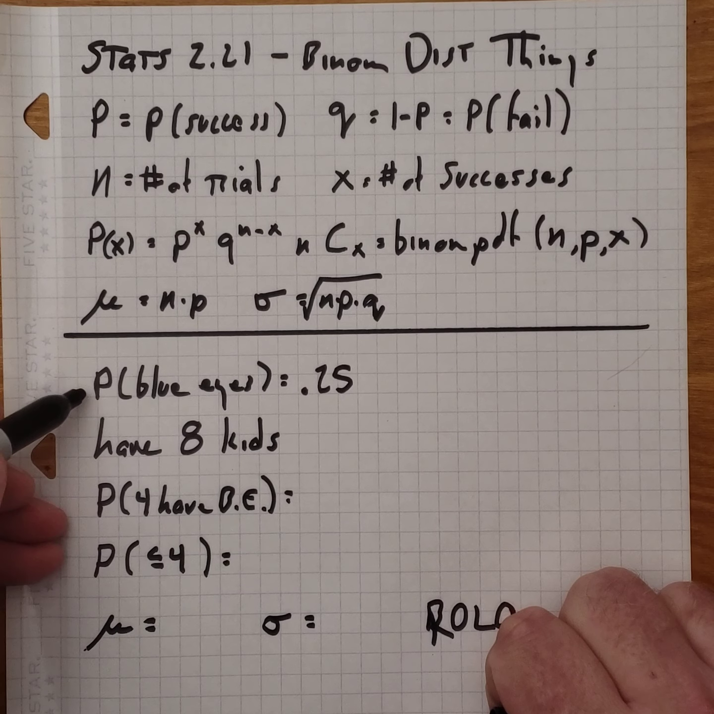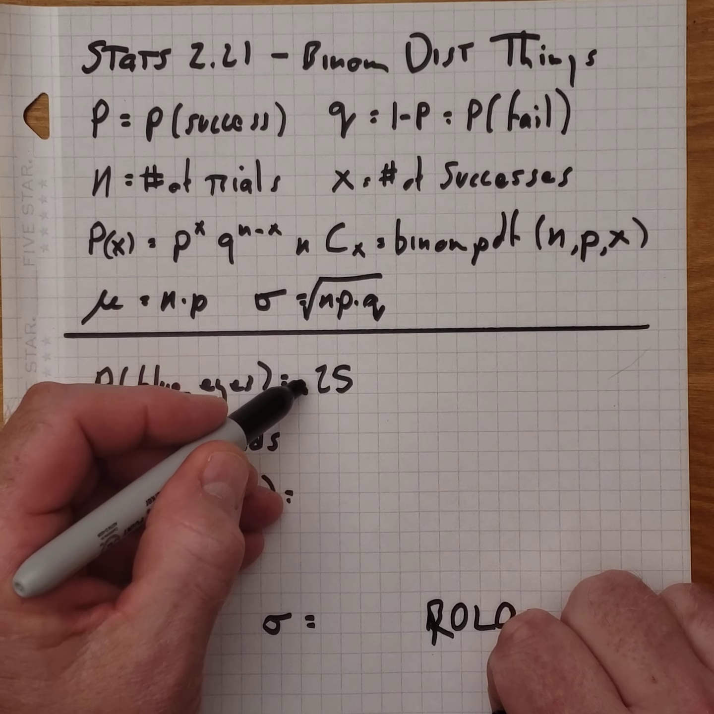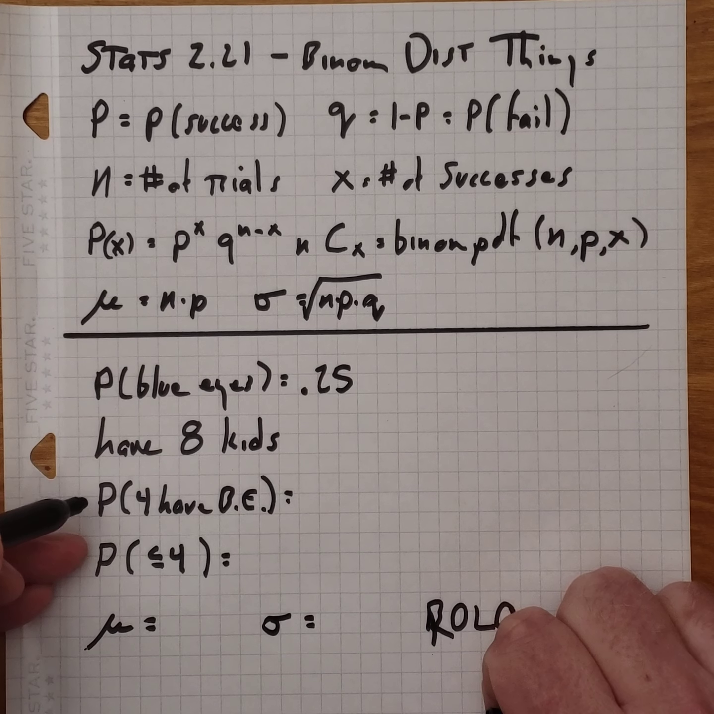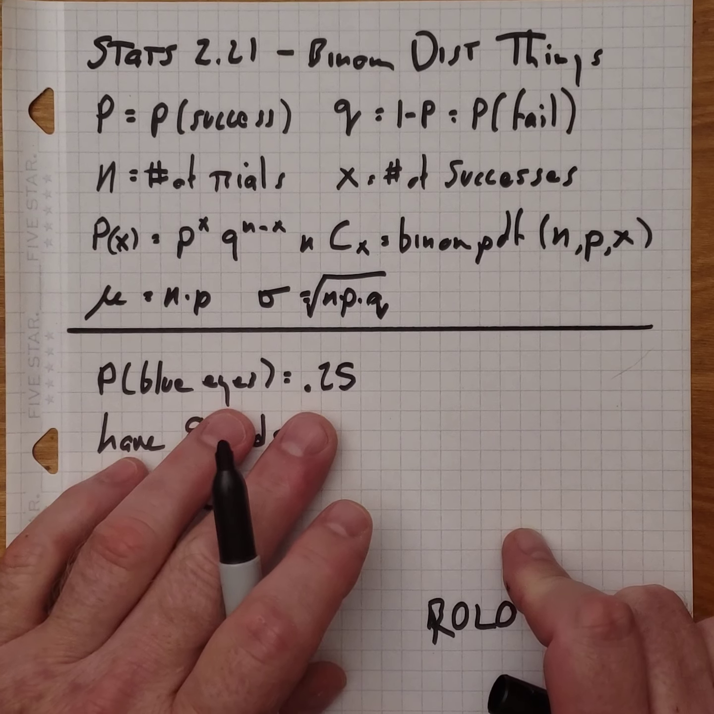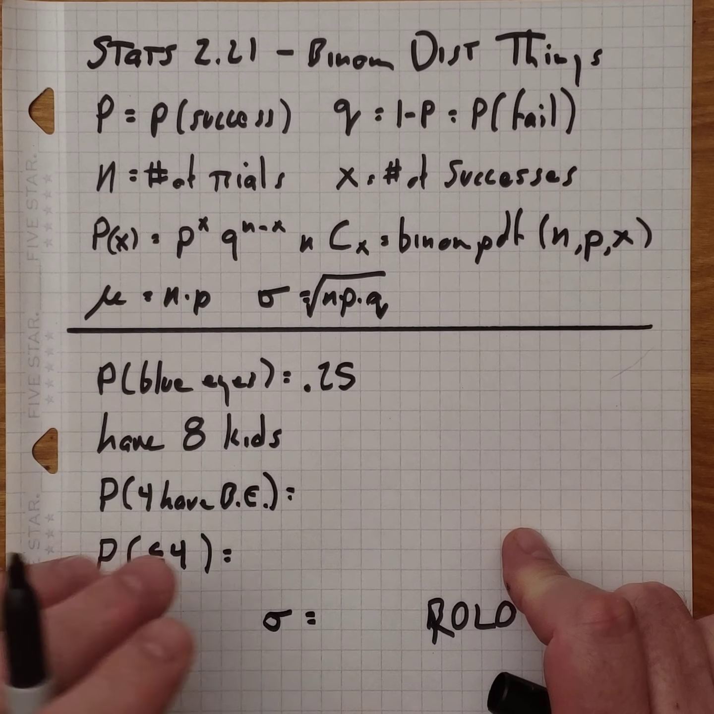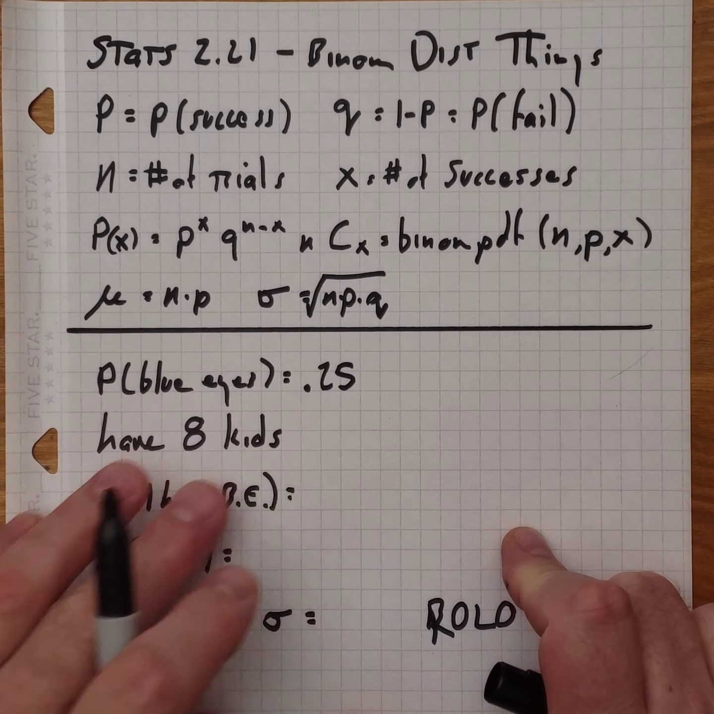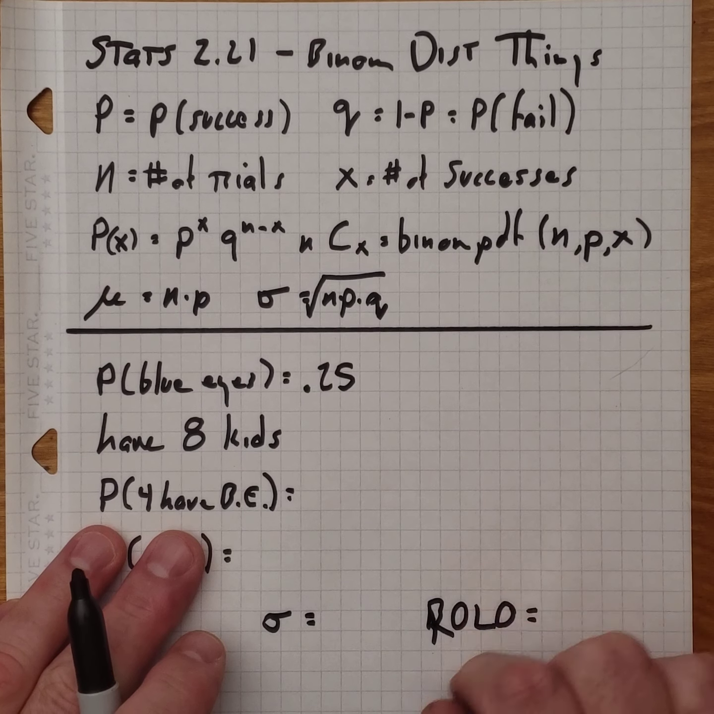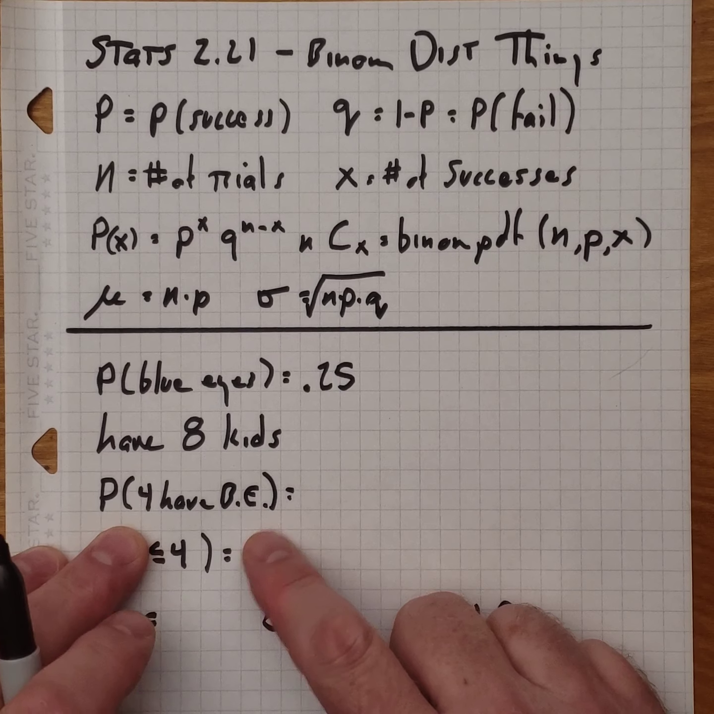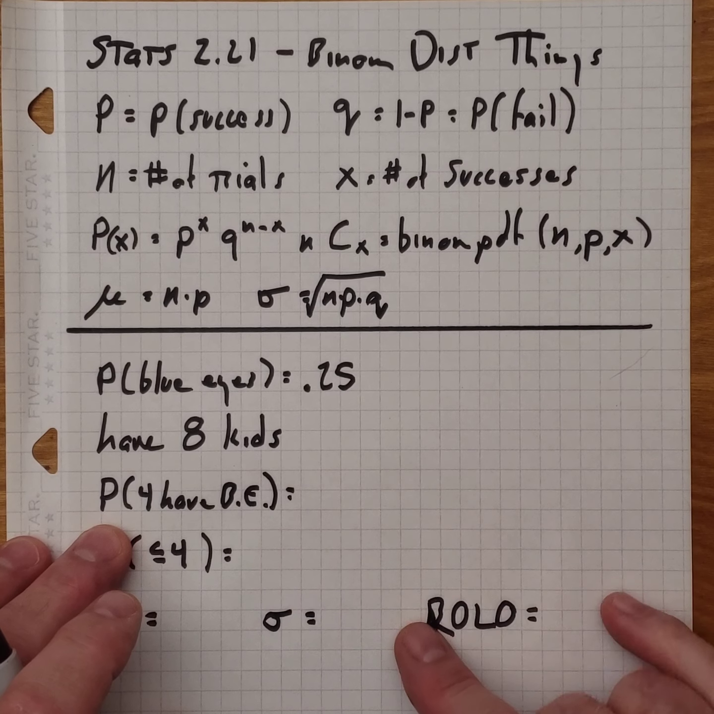Probability for a particular couple having a kid with blue eyes is going to be 0.25. Just made that up. It's a genetic thing. Don't know exactly how it works. Don't really care. So for a particular couple, let's say that the probability of each kid that they have having blue eyes is 0.25. They plan to have 8 kids. What's the probability that exactly 4 will have blue eyes?